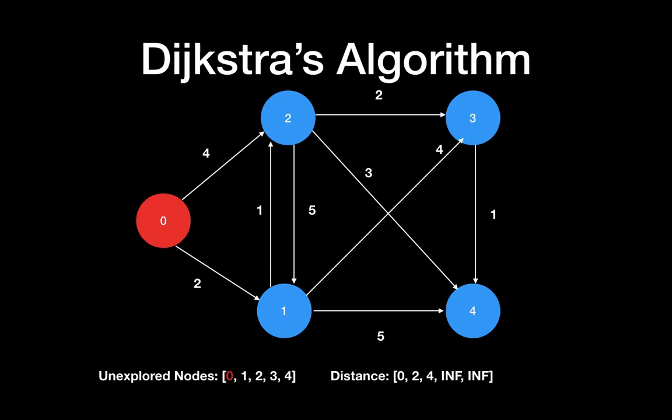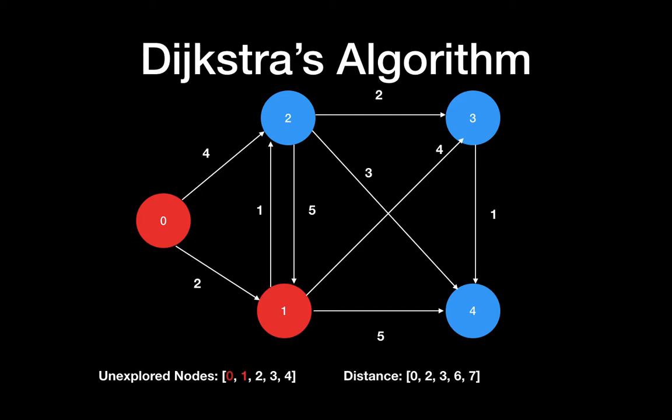Now what we are going to do is look at a node in this distance vector, or distance array that we have. We're going to look for a node which has the smallest distance and is unexplored. So the smallest distance is 0, but I have already explored node number 0. The next smallest is 2, which is the distance for node 1. Node 1 has not been visited so far, so we are going to go ahead and explore node 1.